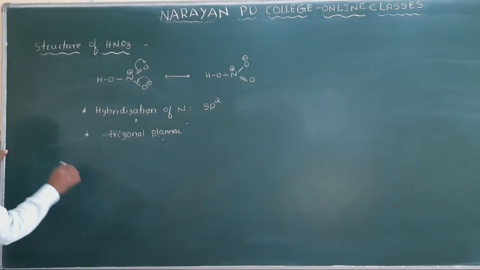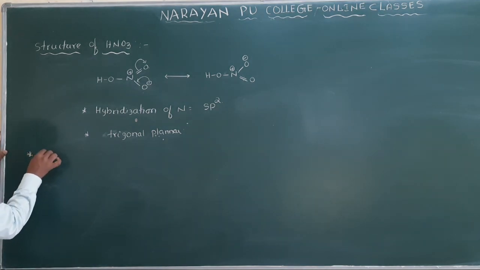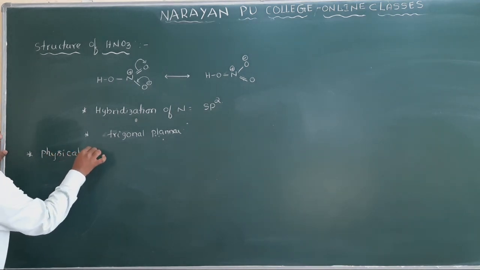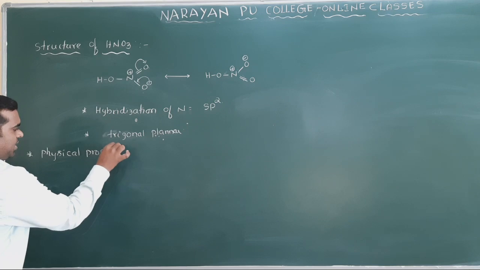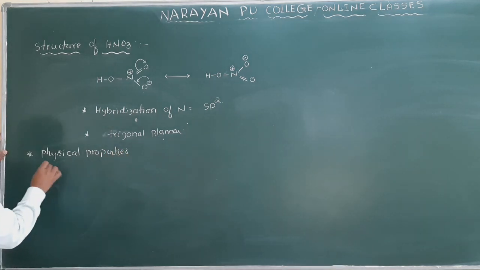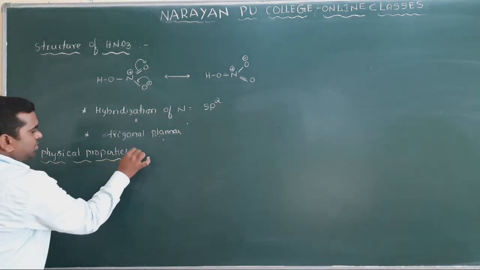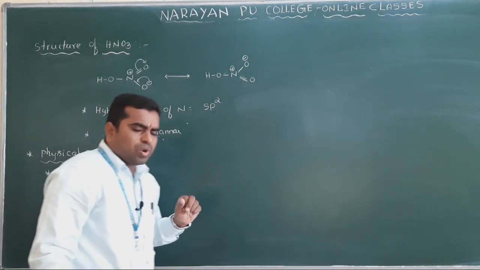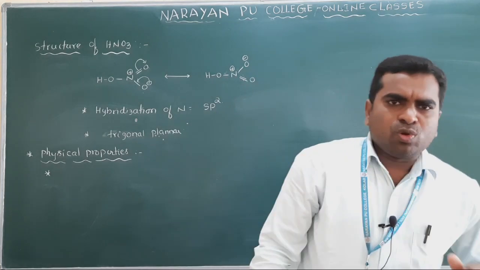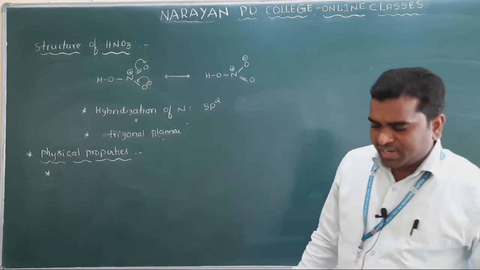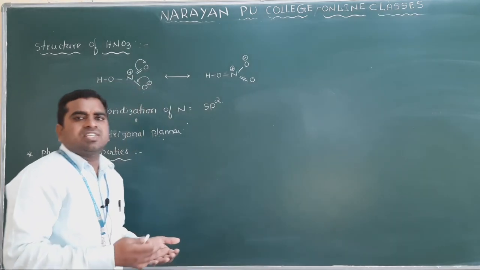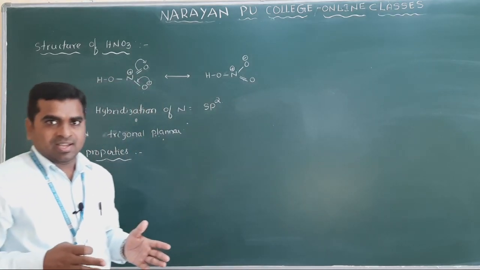Now structure is over. Next one is physical properties. Put the heading physical properties. Clear? What is the first one? First point here is that pure nitric acid is a colorless fuming liquid. HNO3 is a liquid. Clear? So if you take pure HNO3, it is colorless and also fuming.